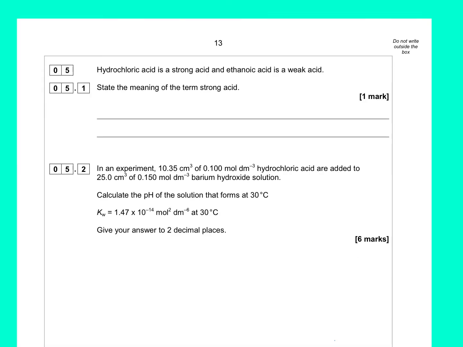So question 5 is about acids and bases. First of all, you're asked for the meaning of the term strong acid, so that's one that's either fully dissociated or fully ionised when in solution.